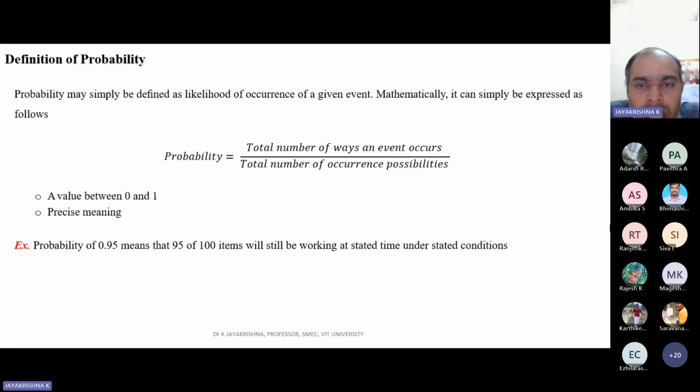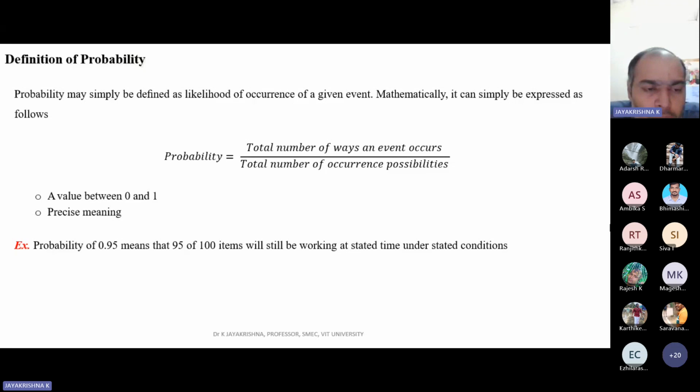And what is the probability if you're tossing a coin 20 times and only 10 times you're getting heads? 50%, sir. 50 percentage. So that is what we call probability. It has a precise meaning of interpreting. So that's why we call it precise. Probability means preciseness.